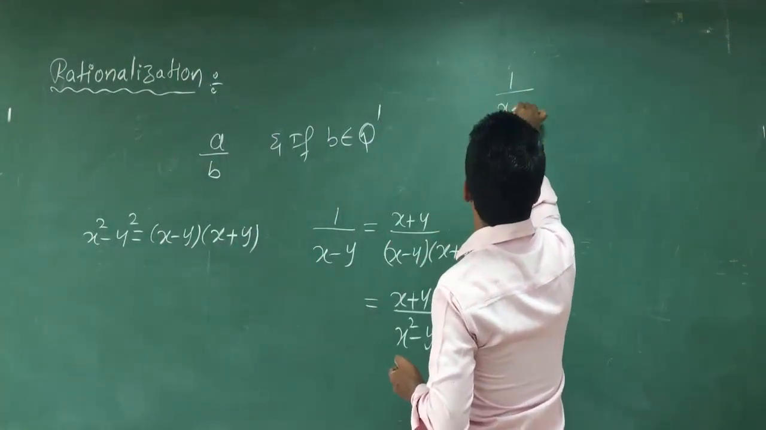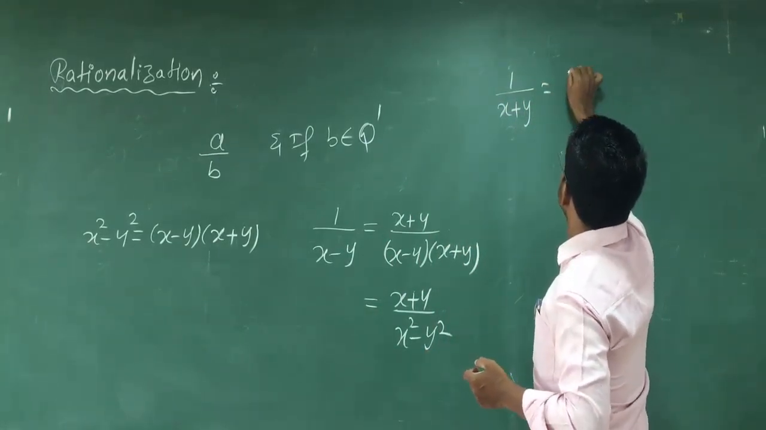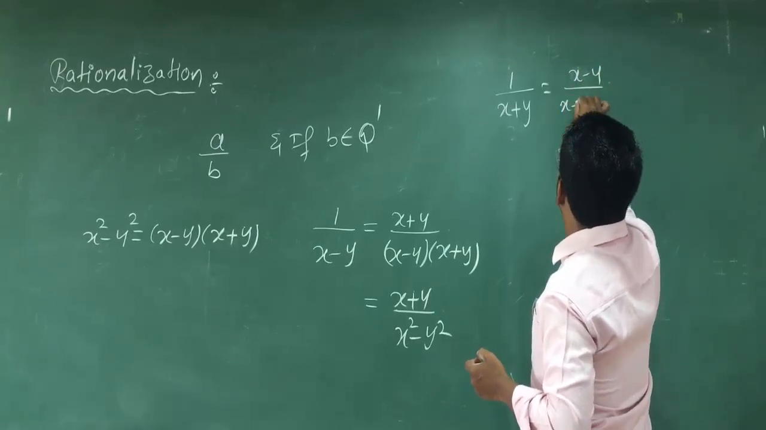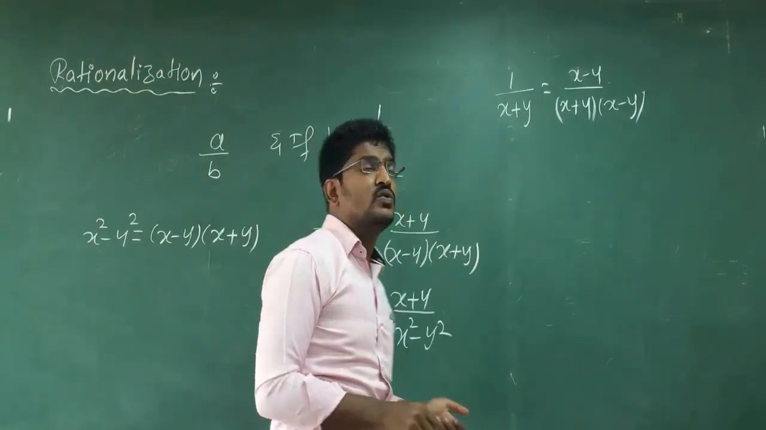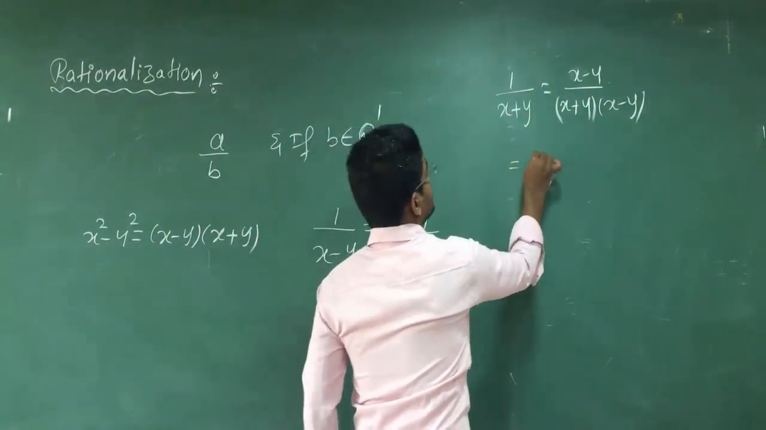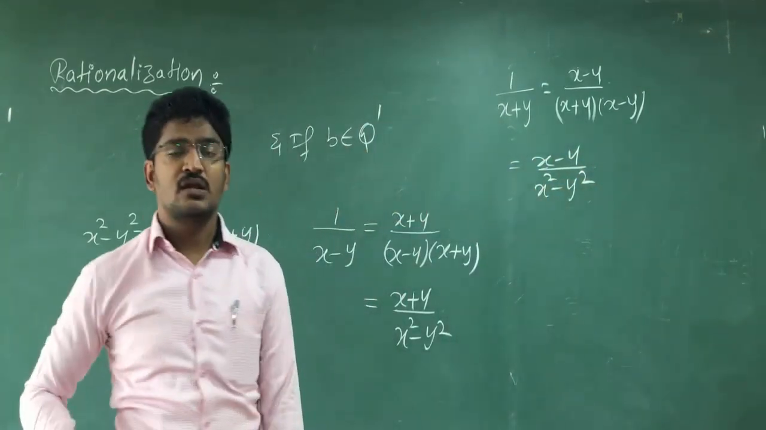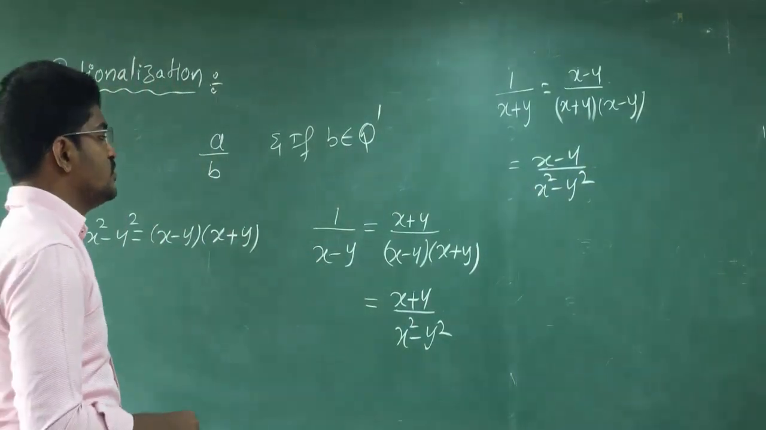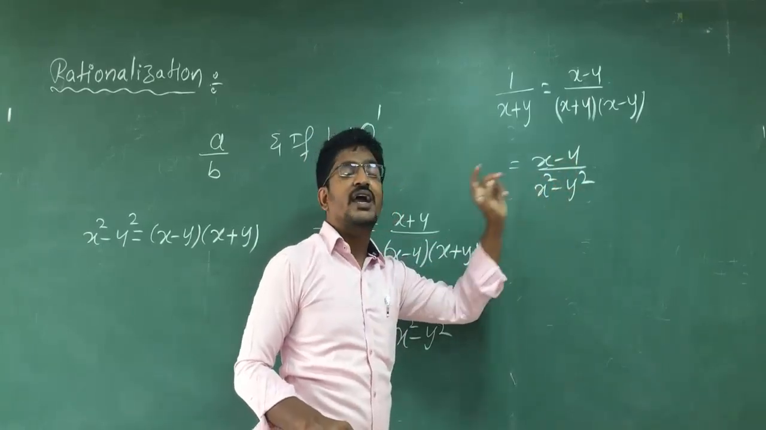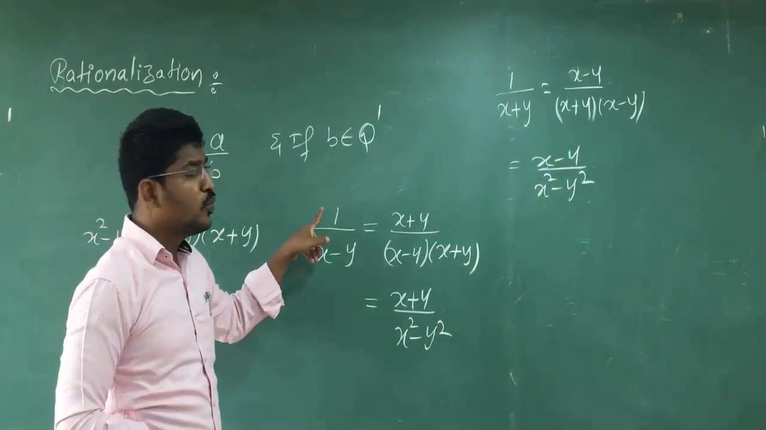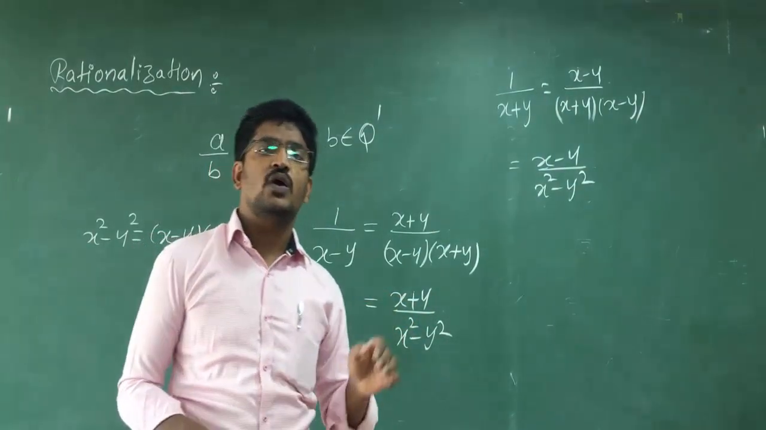1 divided by x plus y can be written as x minus y divided by x plus y into x minus y. Clear? So further what can you write with this? With this I can write x minus y divided by x square minus y square. Clear? So from this we come to know that if you have 1 by x plus y, I can write it as x minus y divided by x square minus y square. If I have 1 by x minus y, I can write it as x plus y divided by x square minus y square. Clear?